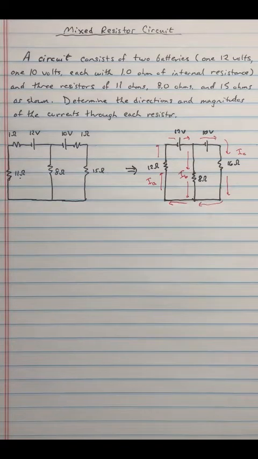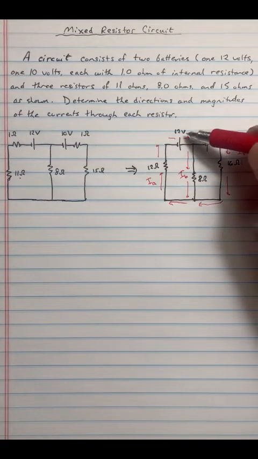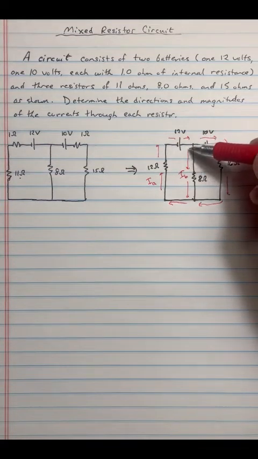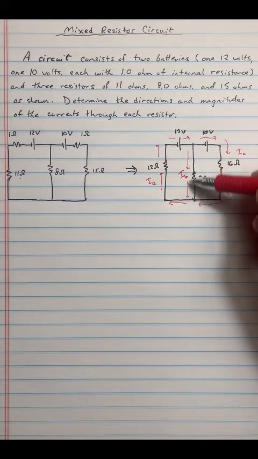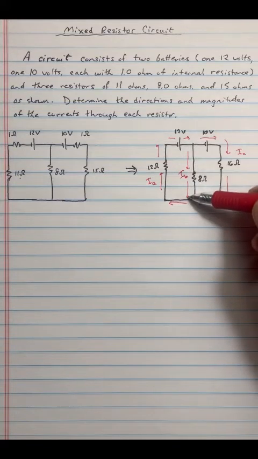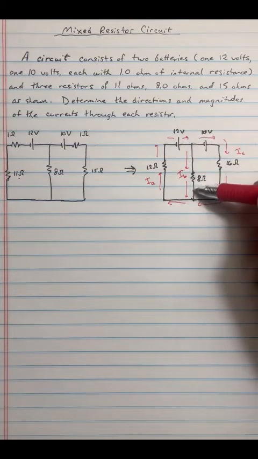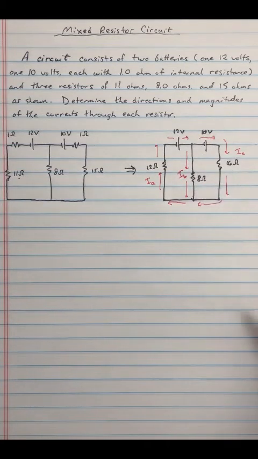Okay. Similarly, because the 12 volts is bigger than the 10 volts, I'm going to make a reasonable guess that the current through the middle section will go in this direction, because you can see it's going to push it like this. This battery will try to push it backwards this way, but let's find that out.